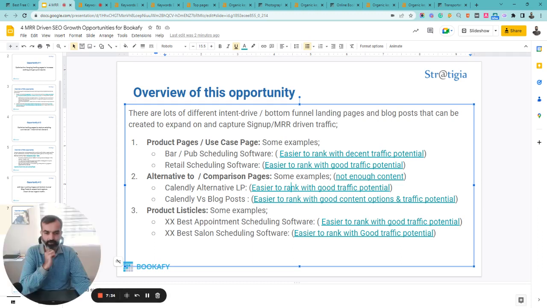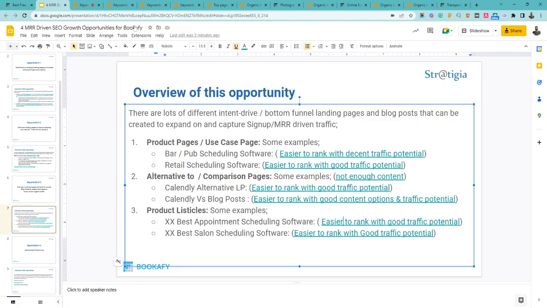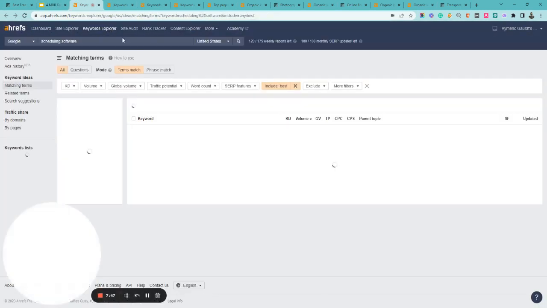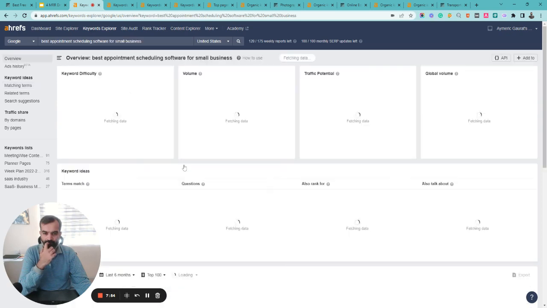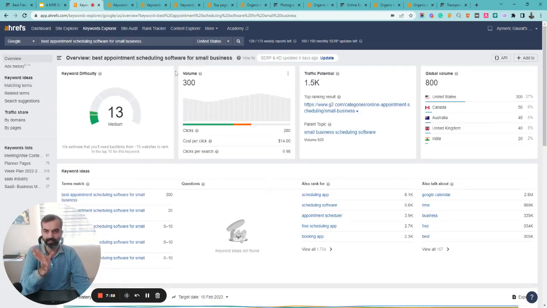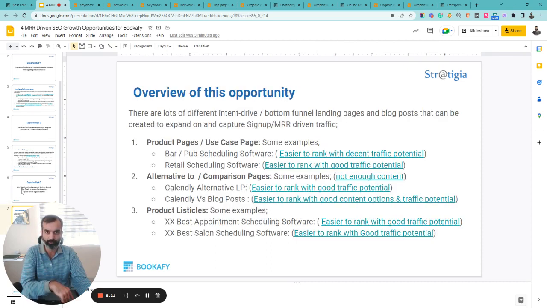They are focused towards the bottom funnel, or intent-driven traffic. So these were a few examples of such pages which can be created. Another example is this. As you can see, this is also another example of product listicles which can be created. So this was the third opportunity, where we mentioned that Bookafy should add more of these product pages, more alternative and comparison pages, and the same goes for product listicles, as they are focused towards attracting people who are down within their funnel, or who are looking for a product like Bookafy has to offer.